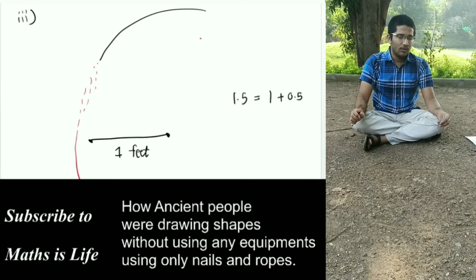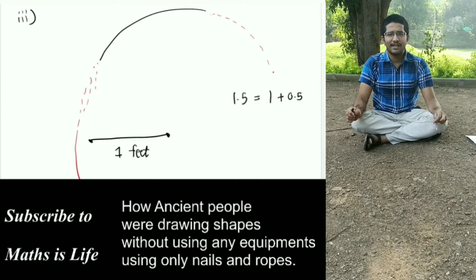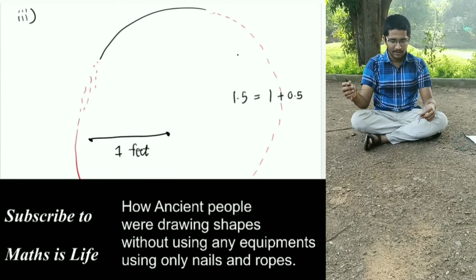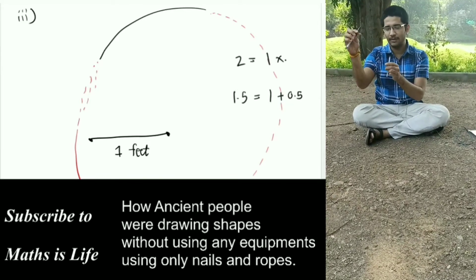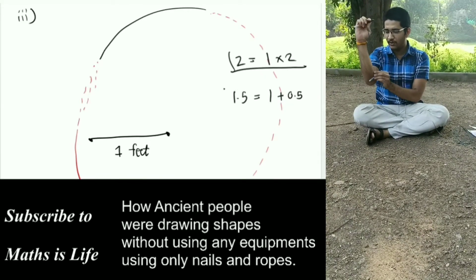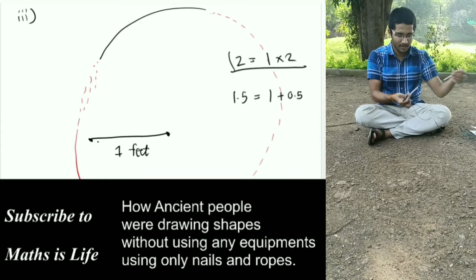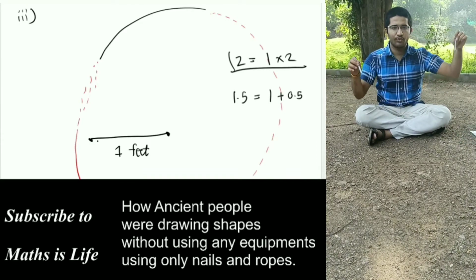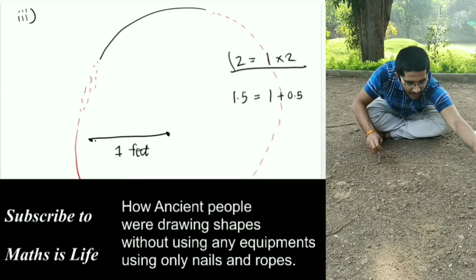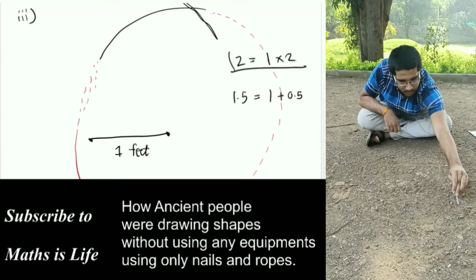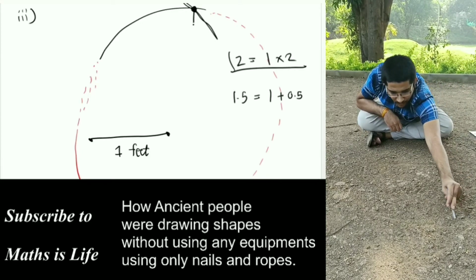Okay, now let's take the third side as 2 feet. So what will be 2 feet? Let's take 1 feet again and double it only. So here is 1 feet, double it, so it will be somewhere here. So it is a 2 feet side. Then we will draw one arc from here, and when we connect this, we will get a scalene triangle.